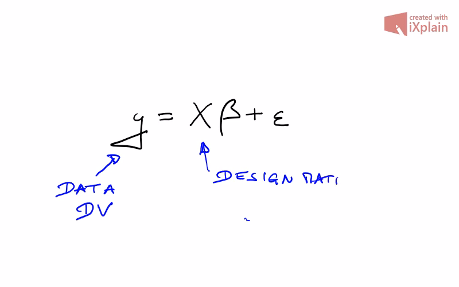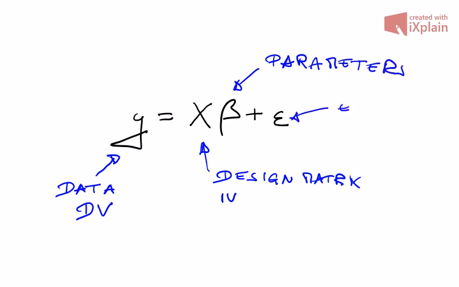You don't need to know what a matrix is at this point. We will talk about this, but you need to know that there's an independent variable, and there is something called the design matrix. There are some parameters which we will talk about, and there is an error term or something probabilistic.